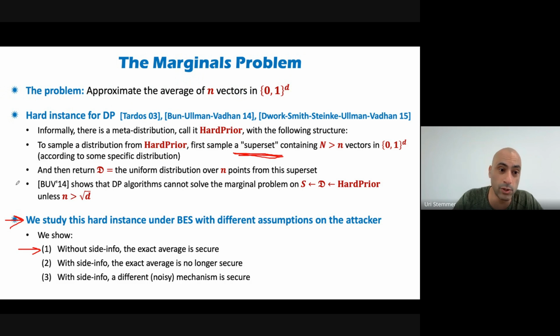Second, we show that if the attacker does have side information, then the exact average is no longer secure, and the attacker could reconstruct basically all of S after seeing the exact average, the release. And finally, we show that we can still satisfy our security definition even when the attacker has side information and still keep n very, very small. But now the mechanism is different, some version of noisy average.